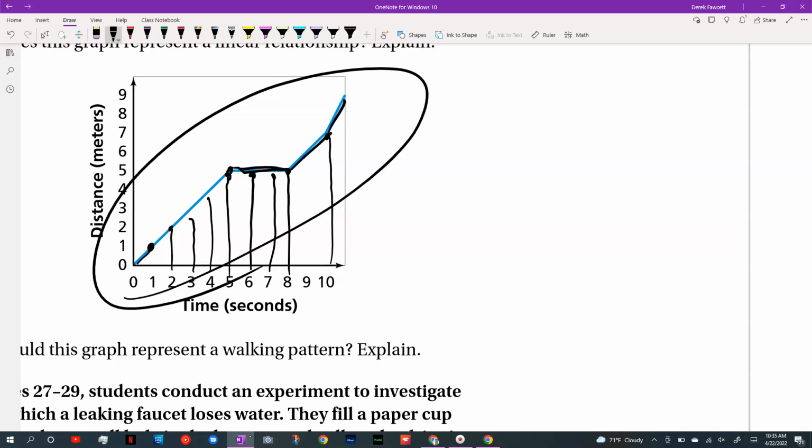Then they walk a little bit faster. So the steeper the line, the faster they're going. It's like 25 miles per hour, 65 miles per hour. You're going to go further in less amount of time, so it's going to be a steeper line. So it could always be a walking pattern unless you have two dots above each other, because you can't be at two places in 0 seconds.